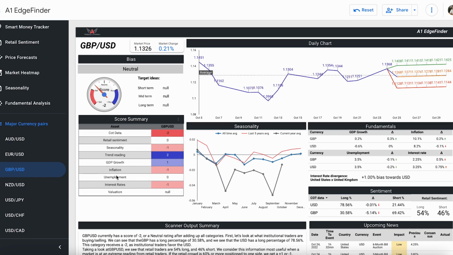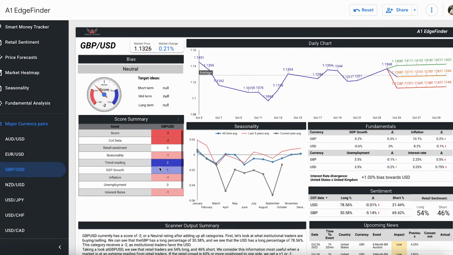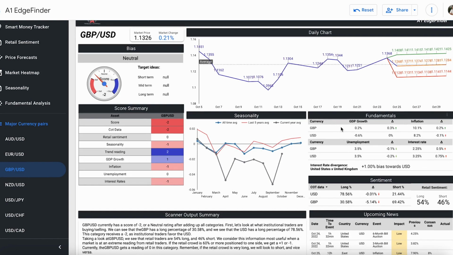GDP growth, inflation, unemployment, and interest rates, we have scores of +1, -1, 0, and -1. We can look here, GDP growth for the pound, 0.2% compared to -0.6% for the dollar. Unemployment is the same, both sit at 3.5%. Pound inflation is really high at 10.1% compared to 8.2% in the US. And lastly, interest rates, 2.25 for the pound and 3.25 for the US dollar, giving the dollar a 1% bias. That again is of course the difference between these two numbers here.